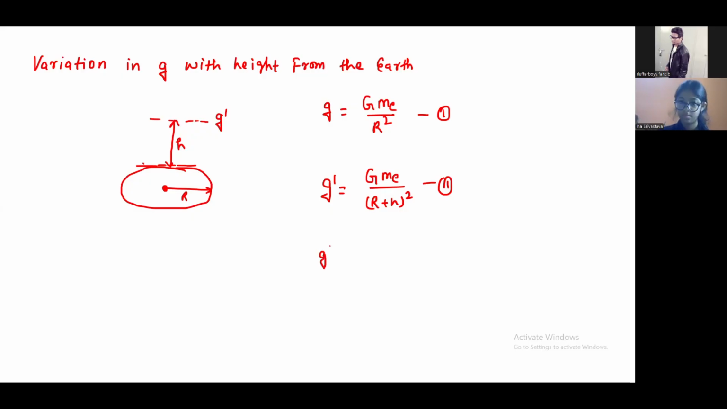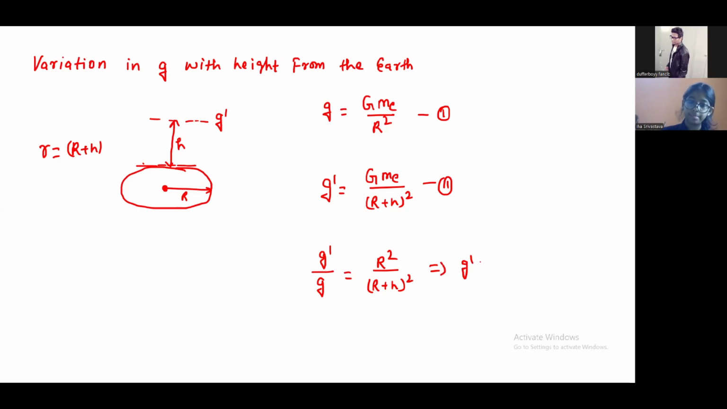So when we divide the value of g dash by g, we get g dash by g is equal to R square by (R plus h) square, because it is inversely proportional. Now we are taking the small r value as R plus h. Okay, we are using the small r value. So we get the value of g dash.